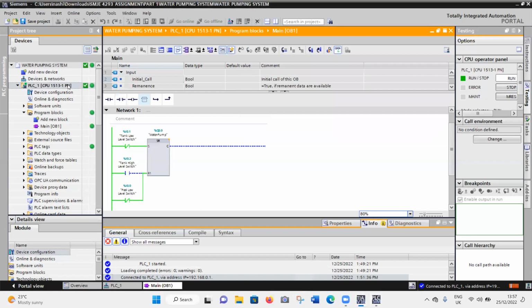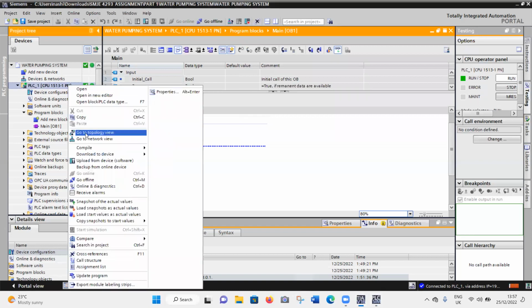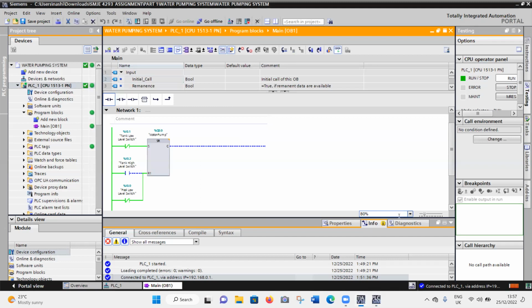My favorite way to do it is to right click on the CPU that you have chosen and download the information to the device, so that you are able to connect to the PLC. It is always written here in the general tab. So that is all I have for the first part of the assignment.